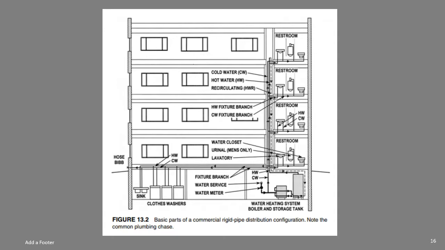So here's another picture which shows the basic parts of a commercial rigid pipe distribution configuration. So yung kanina is residential rigid pipe, ito naman is commercial. As you can see, the configuration or orientation of the pipes is parallel to each other. Ang common plumbing chase dito sa part ng restrooms ay kung saan ang pipes ay nalipon. And yan yung common plumbing chase. As you look closely, ang mga restroom ay in line with each other. So, ang purpose nito is for easier installation of pipes.